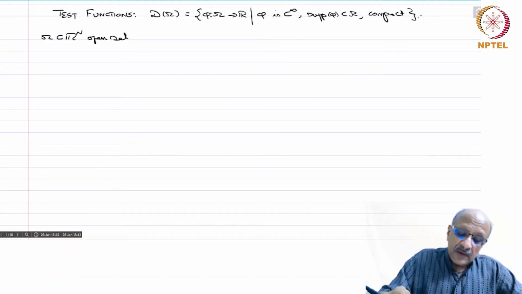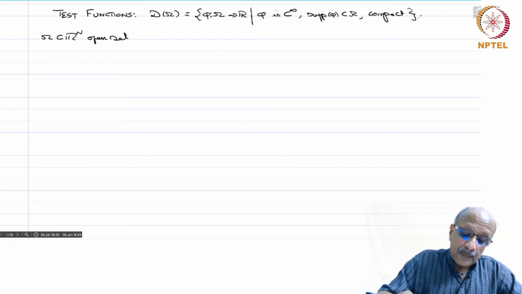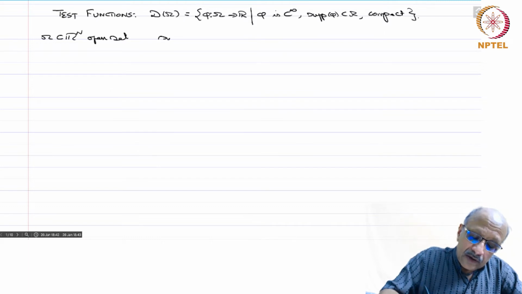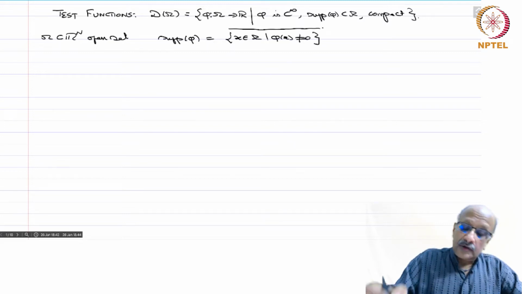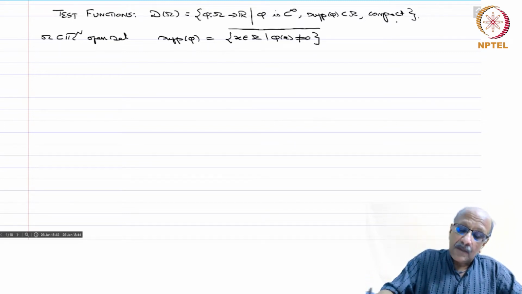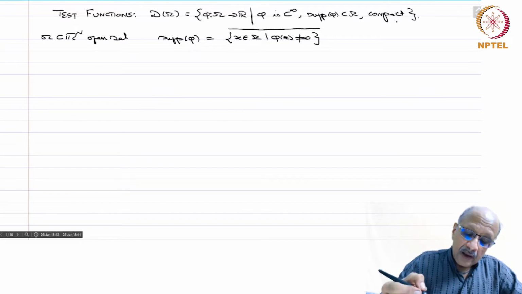This is a vector space with the usual pointwise addition and scalar multiplication, and we have seen that it is very well endowed. There are lots of functions which we can construct with specified properties. Let me also recall that the support of phi is nothing but the set of all x in omega such that phi(x) is different from 0, and then you take the closure. So it's always a closed set, and if it is compact then you say it's a function with compact support.